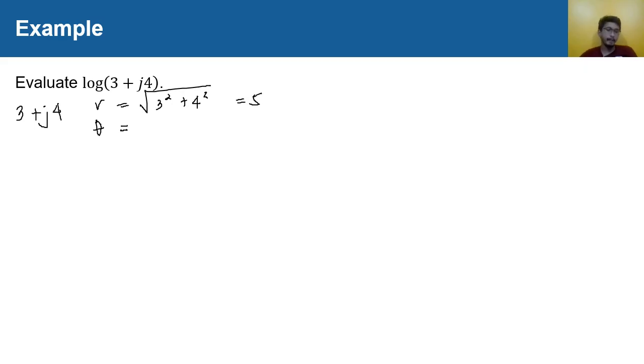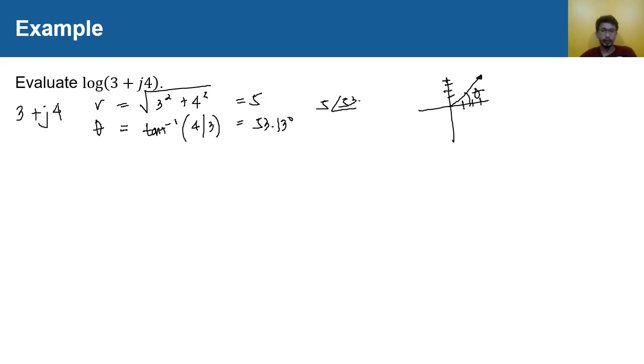And then theta, that is the arctangent of 4 over 3. That's equal to 53.13 degrees. 3 plus j4 is located in the first quadrant. Okay, so we recall that our polar form is now 5 angle 53.13 degrees. So we express this in exponential form.